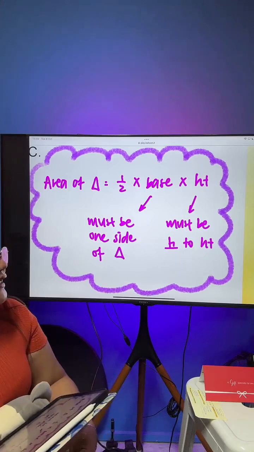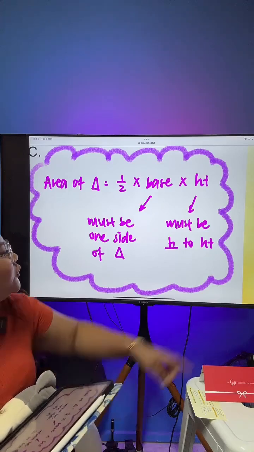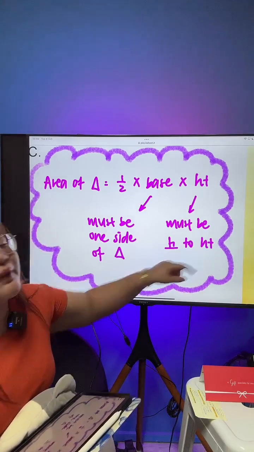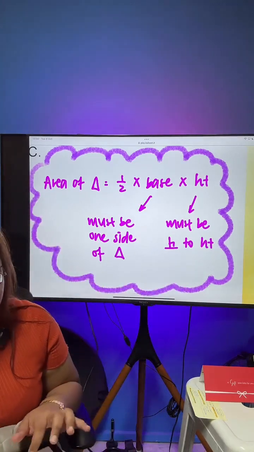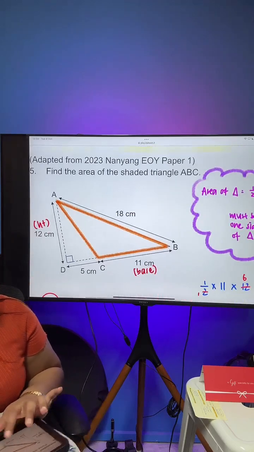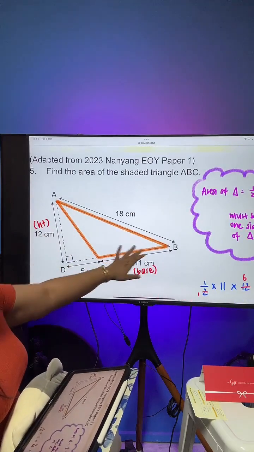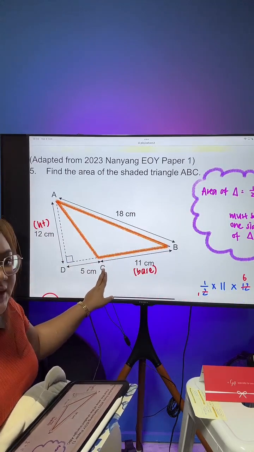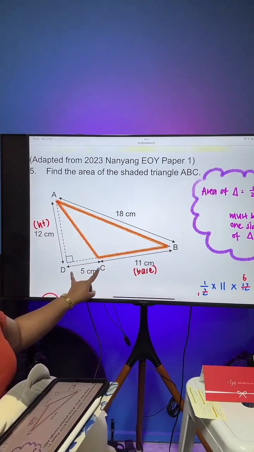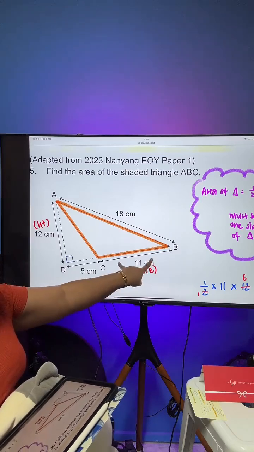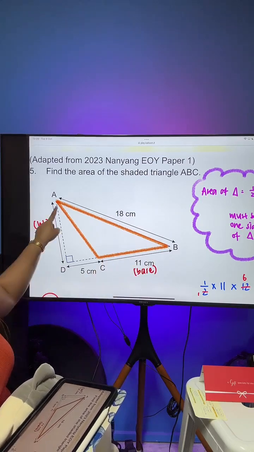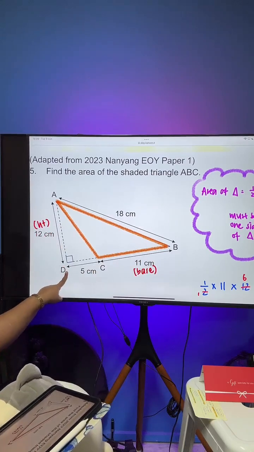Secondly, for the height, it must be perpendicular to the base, okay? Sorry for the typo. It must be perpendicular to the base. So let's take a look. Since we are looking at ABC, the orange triangle that I have highlighted here, your base cannot extend to the dotted line, which is 5 cm here. Your base should only be 11, and 11 is also perpendicular to the height, which is 12.